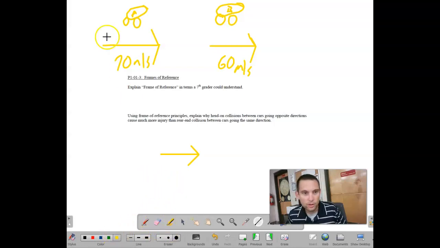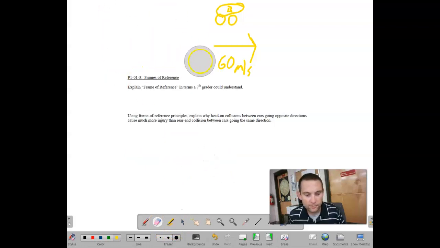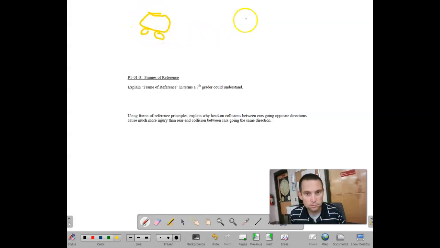Okay, so to car A, car B is moving 10 meters per second backwards. To car B, car A is moving 10 meters per second closer. Okay, so what if car B is not moving?